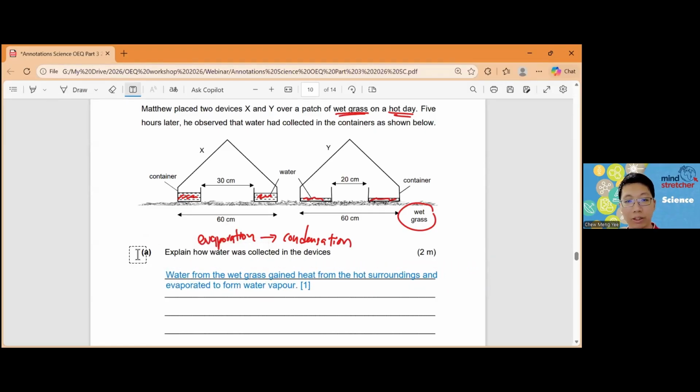So you must talk about where the water vapor comes from. Do not just start on the condensation part. Many of you have already remembered how to write your condensation, but you fail to identify where the water vapor comes from, especially in some of these special setups. This water vapor must come from the wet grass. I know there is some water vapor in the air, but in this case, because they mentioned the grass is wet and it's a hot day, there will be a build up of water vapor from the wet grass. So mention that.